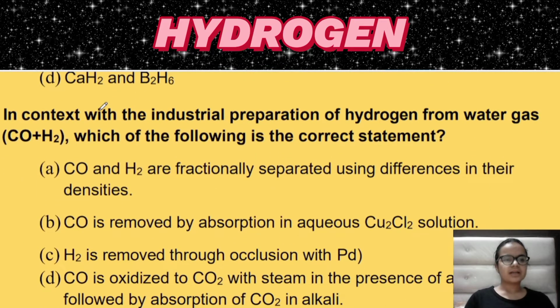Next question is, in context with the industrial preparation of hydrogen from water gas, CO plus H2, which of the following is the correct statement? And the answer is D. CO, that is carbon monoxide, is oxidized to carbon dioxide with steam in the presence of a catalyst. A catalyst is basically the substance which increases the rate of reaction, the speed of reaction, followed by absorption of CO2 in alkali.